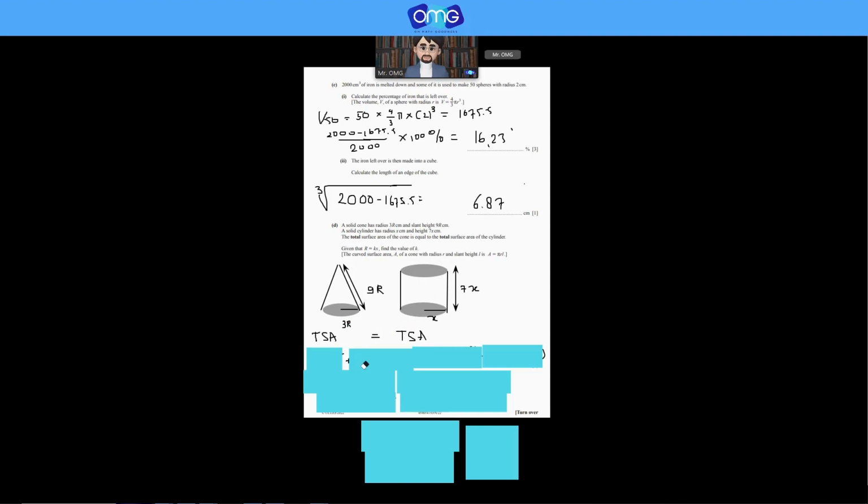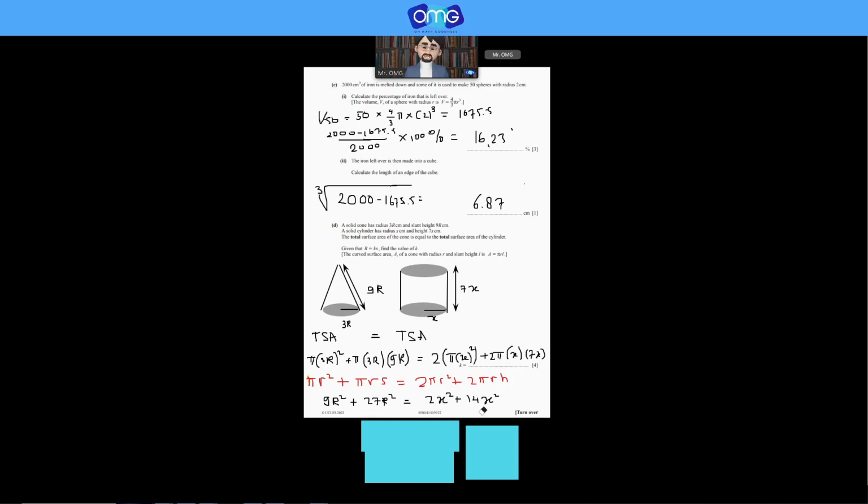Okay, so what is the total surface area of the cone and the cylinder? This is the formula. This is a cone, this is a cylinder. So pi r squared plus pi r s for the cone, and 2 pi r squared plus 2 pi r h for the cylinder. Let's cross out all the pi, and we get 9r squared plus 27r squared, that equals 2x squared plus 14x squared. And we get 36r squared equals 16x squared, so r squared equals 16 over 36 x squared, and r equals 4 over 9 x. And we get k equals 4 over 9, and that's the answer.